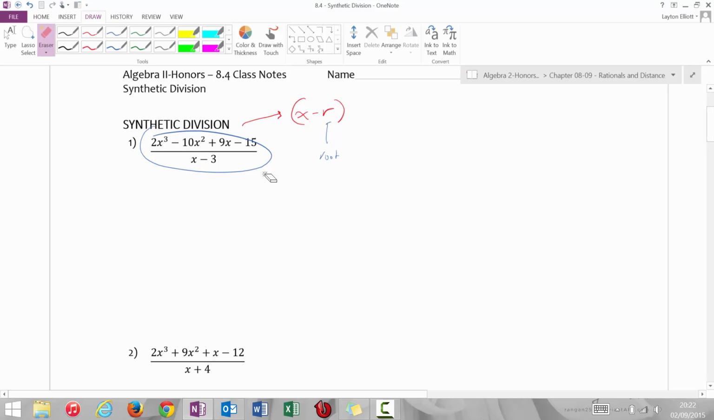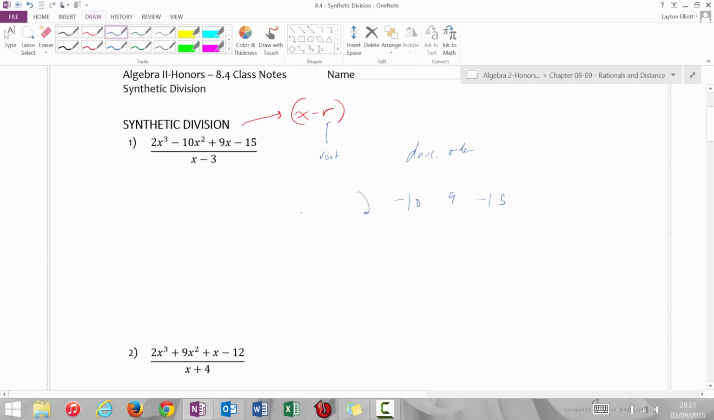Let's just take the numerator and pull all of those coefficients off: 2, -10, 9, and -15. Now it is important when you do that that these coefficients are in descending order. Otherwise this algorithm won't work. And this is very much an algorithm. It's a shortcut, but it's a useful one.